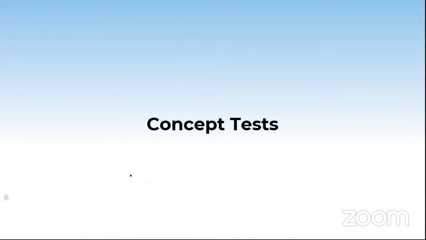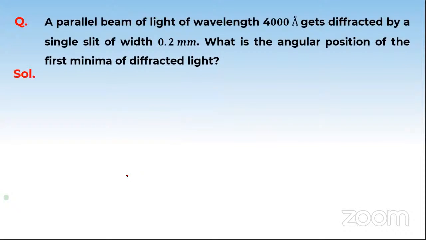Let me give you some questions, then I'll move on to the concept of polarization, which is again an important concept. Let me give you 2 or 3 problems, then I'll move on. A parallel beam of light of wavelength 4000 Angstroms gets diffracted by a slit of width 0.2 millimeter. What is the angular position of the first minima?